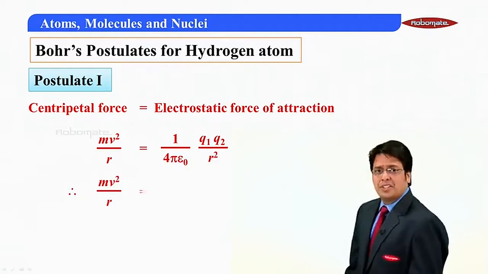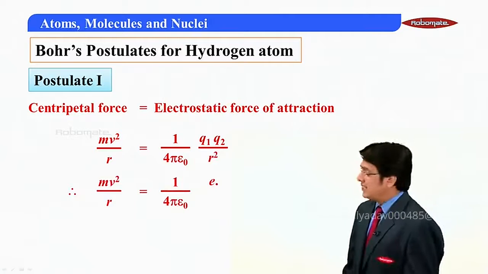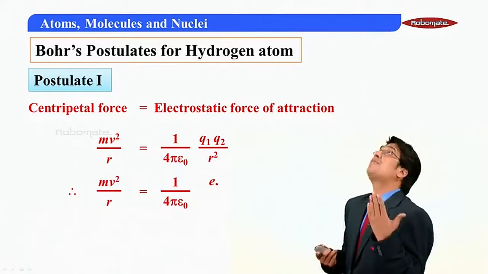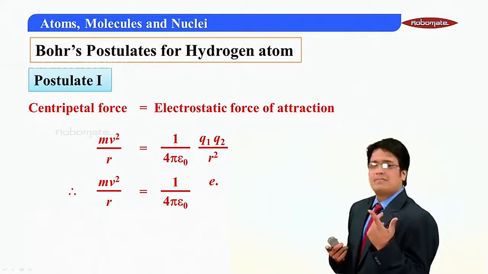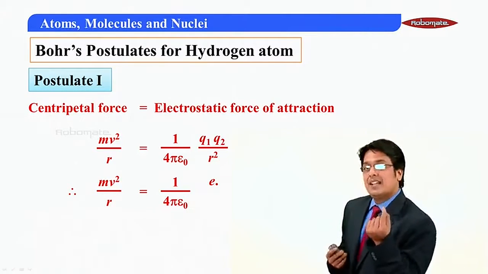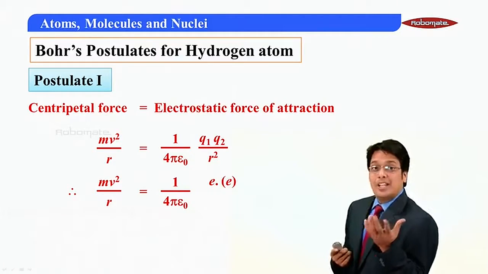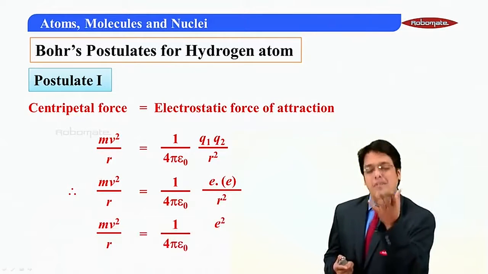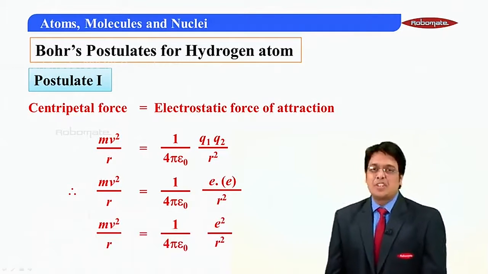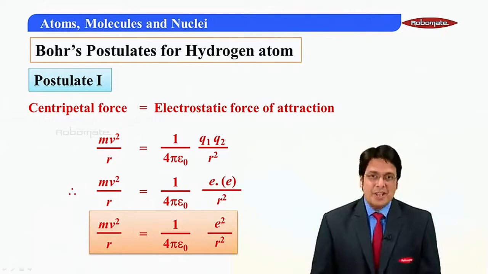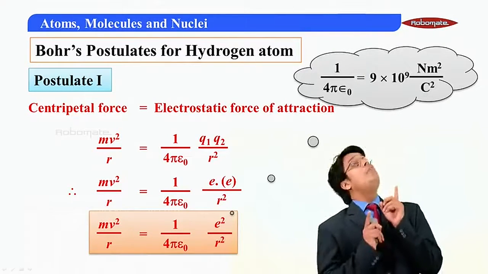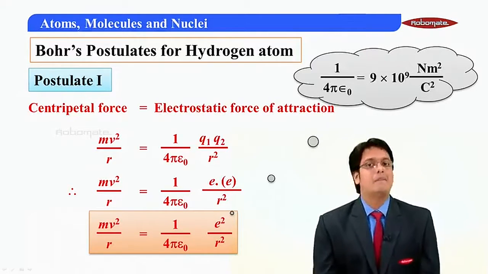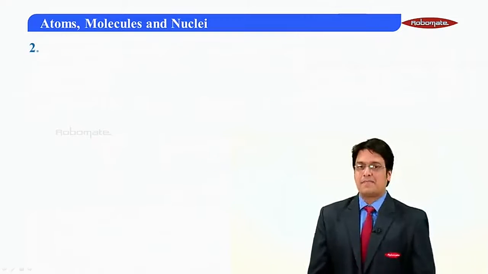So if I solve it further, Q1 is the charge of the nucleus. Now we're taking the example of the hydrogen atom. In a hydrogen atom, the charge of the proton is e and the charge of the electron is e. So e into e is e square. And finally I get the postulate of Bohr: mv square by R is equal to 1 upon 4 pi epsilon 0 into e square by R square. Please remember, 1 upon 4 pi epsilon 0 is equal to 9 into 10 raised to 9 newton meter square per coulomb square. Postulate 1.